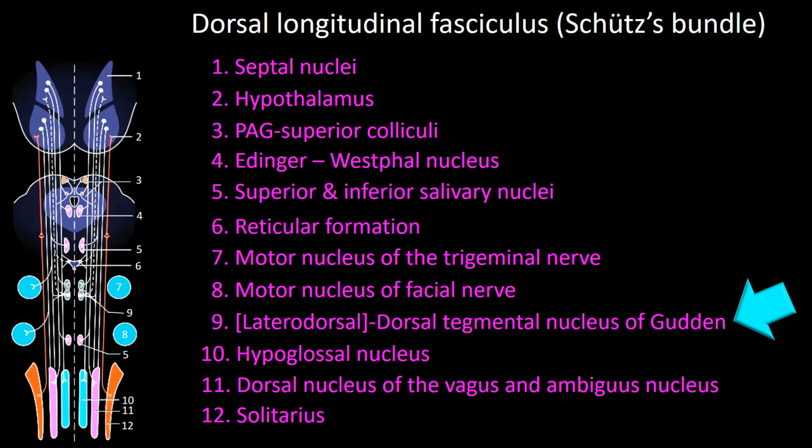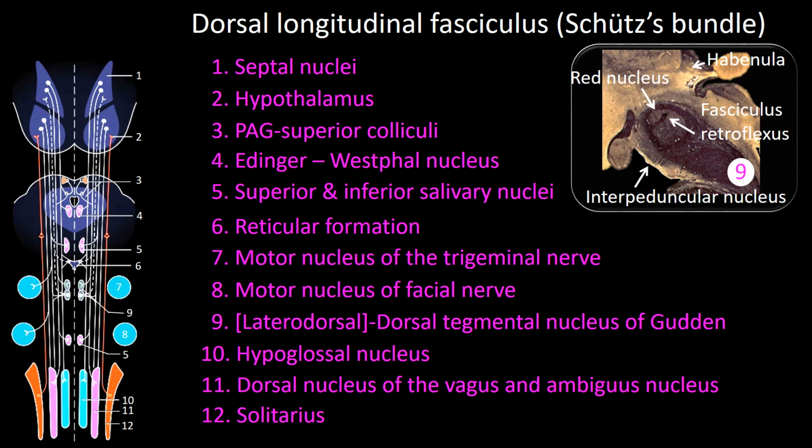In addition, the dorsal tegmental nucleus of Gudden incorporates olfactory and gustatory impulses to the DLF. The incorporation of these senses involves the set of elements listed in this insert: the habenula through the fasciculus retroflexus to the interpeduncular nucleus, and from this nucleus to the dorsal tegmental nucleus of Gudden.